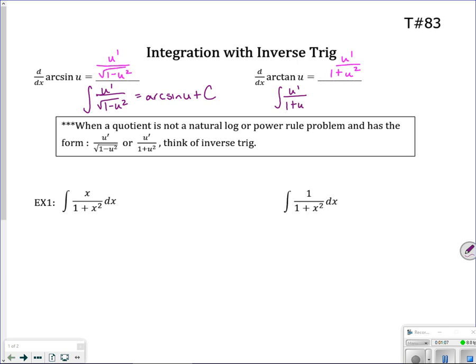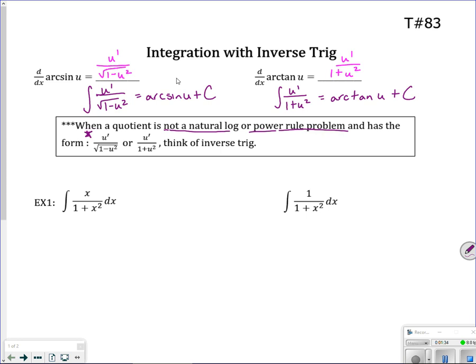So it's yet another thing that a quotient could possibly be. It could be an arc sine or an arc tangent problem. I don't think of these the first thing off the bat. It's just like when I've eliminated everything else. When I know it's not a natural log, I've eliminated that choice. I know it's not a power rule, and it has this form. Then, of course, that's when I think of the arc trig.